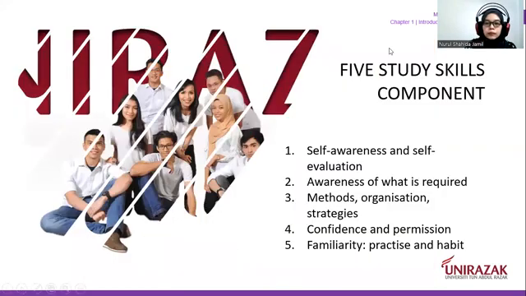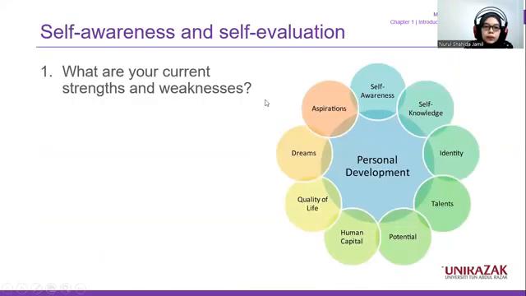Okay. Now we move to the 5 study skills components. Number 1, self-awareness and self-evaluation. Number 2, awareness of what is required. Number 3, methods, organization, strategies. Number 4, confidence and permissions. Number 5, familiarity, practice, and habit. So, self-awareness and self-evaluation: what are your current strengths and weaknesses?